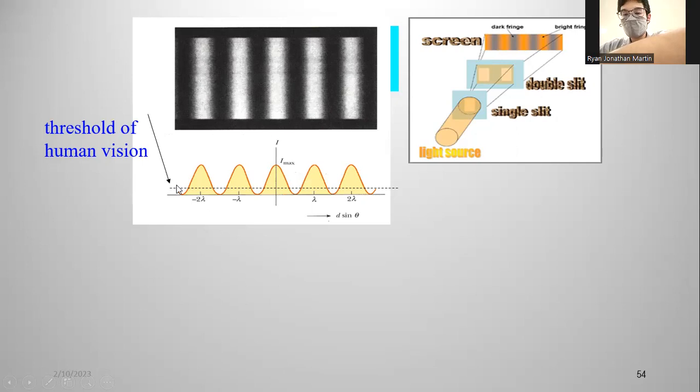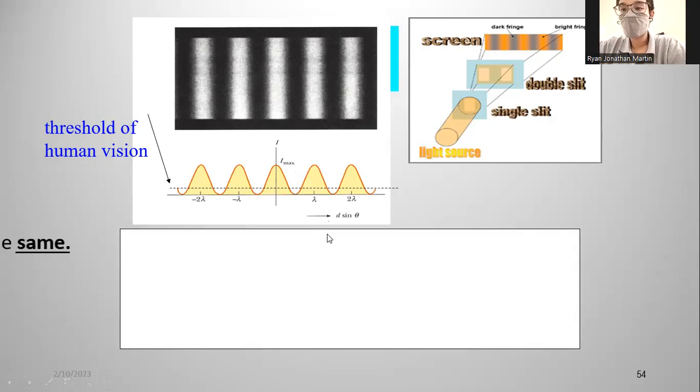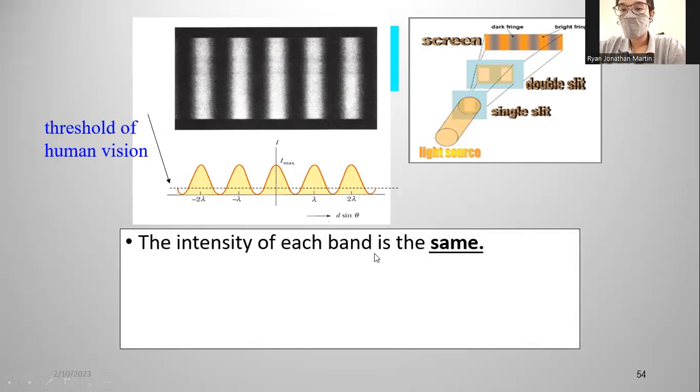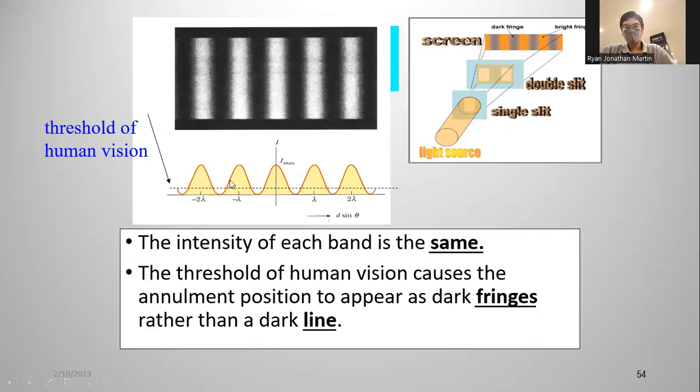Threshold of vision means our eye can only see down to a certain level of light intensity. If the intensity is low, we cannot see anymore and we treat it as dark already. That's why we see not a dark line, but a dark band. The intensity of each band is the same, which is what this graph is showing you. The threshold of human vision causes the annulment. Annulment means cancellation, so the position appears as a dark fringe rather than a dark line.